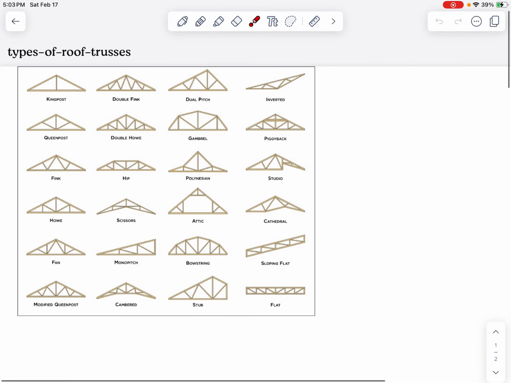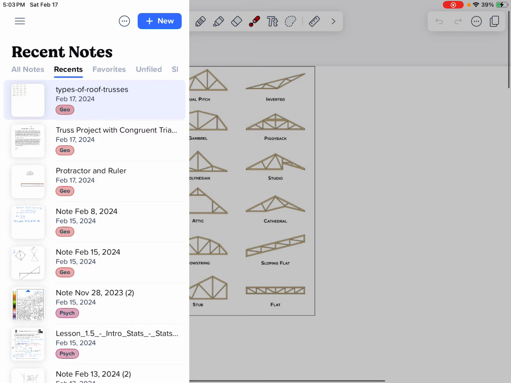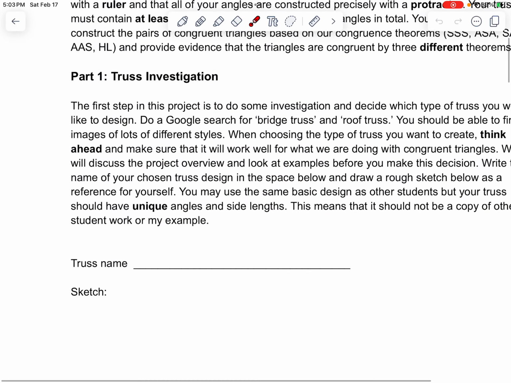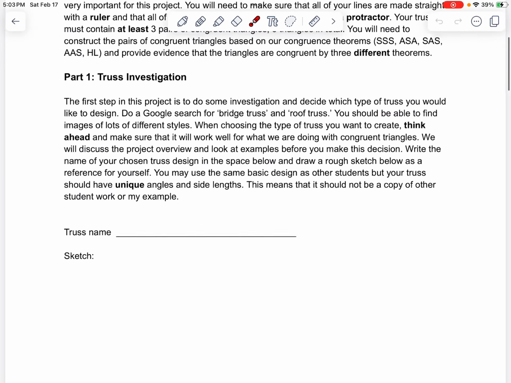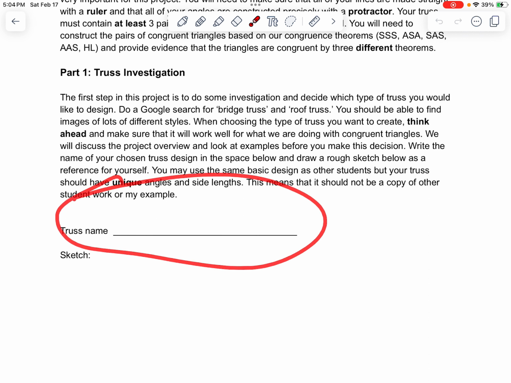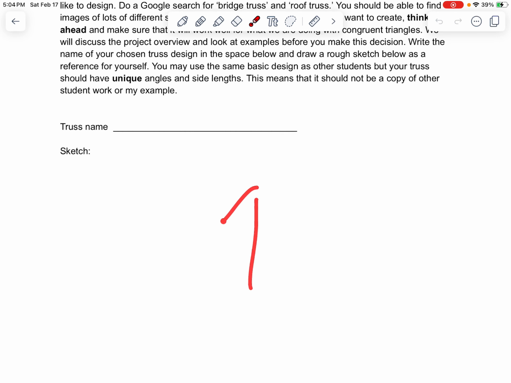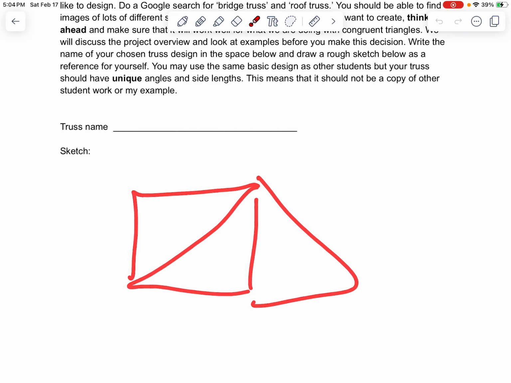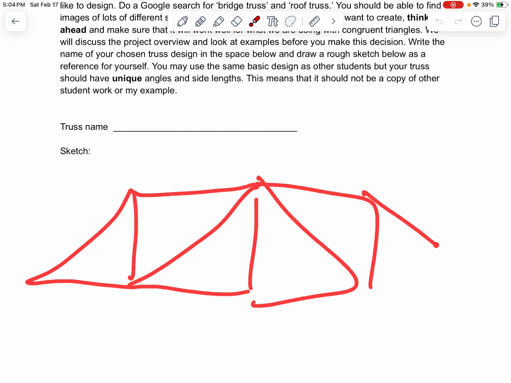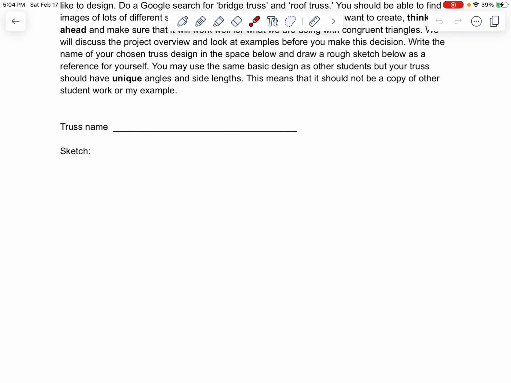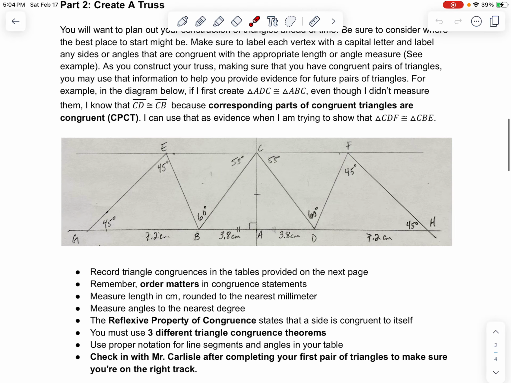So that's just choosing. That's very much up to you, but think ahead again about what the requirements are as you're making that choice. Your truss should have a name. Not every single design out there does, but most of them do. So put a name and then draw a rough sketch matching whatever that truss is. I don't even know what I drew, but it's along those lines.